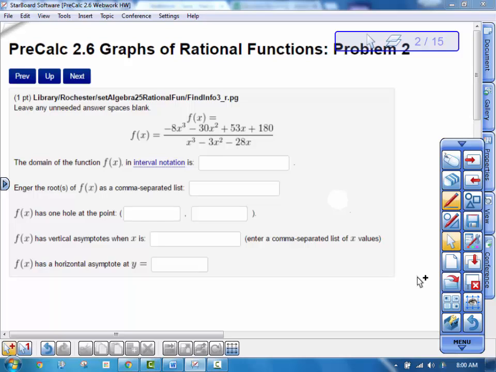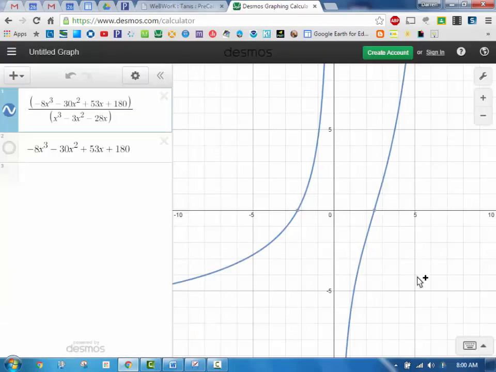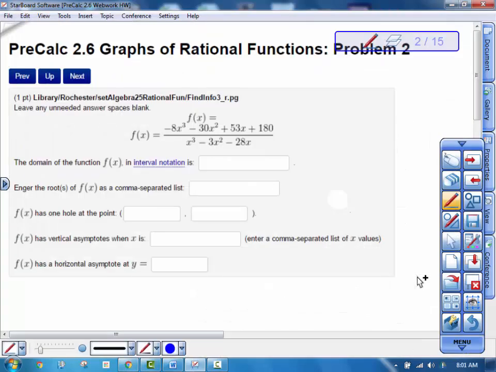Okay, the next problem wants us to give the domain of this function. Actually, I'm going to answer the other questions before I give the domain. Well, let's look at a graph of this thing first. If you graph it, you'll see that this function looks like this. It's got zeros at negative 2.25 and 2.5. So let's enter those roots then. The roots would be negative 2.25 and 2.5.